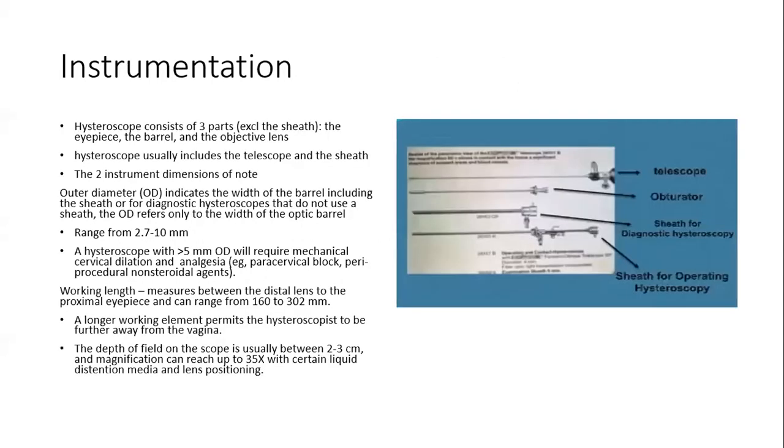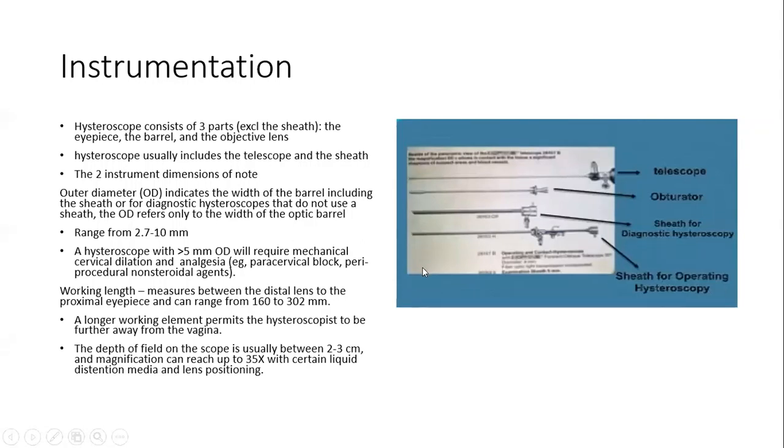The instruments that we use for the scope itself, it is in 3 parts. That's excluding the external sheath. So that's the eyepiece at the end. And with the old scopes, you could actually look directly through the scope itself, through the eyepiece, without using the camera and seeing the images projected somewhere else. And then there's the barrel, and then the objective lens at the end.